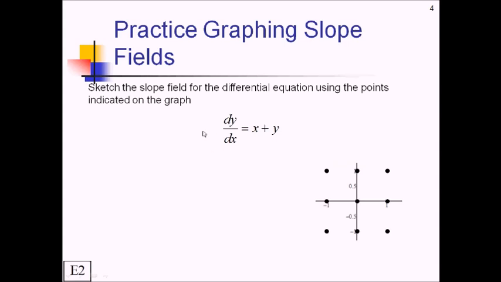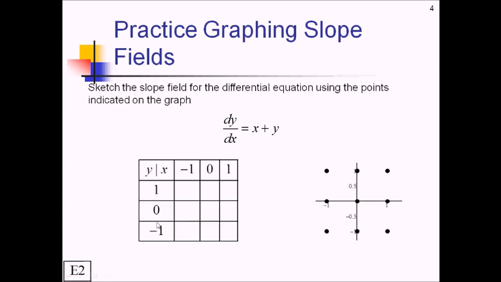Here's another example. Given this differential equation, pause the video and see if you can sketch the slope field given these values. All right, so I'm going to make a table just like before, going from -1 to 1 on x values, and the same thing actually on the y values. So x is -1 plus the y value 1, that's 0. And then we have -1 plus 0 is -1. -1 plus -1 is -2.